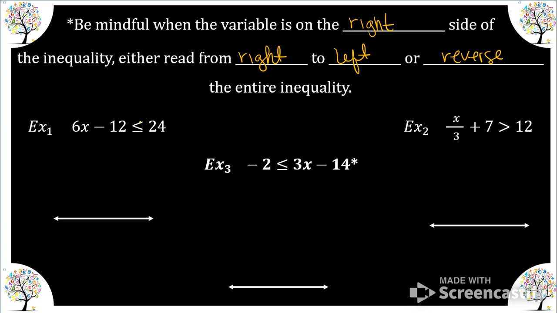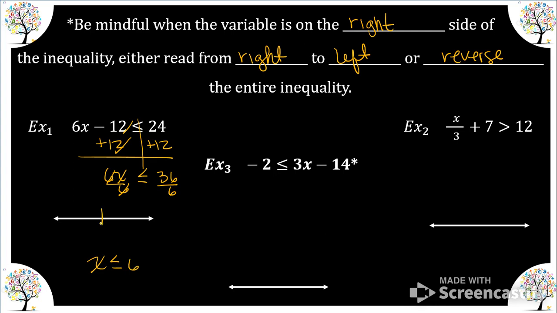Okay, so let's practice solving a few, and then we'll take a look at when we may need to reverse the inequality. So here we have 6x minus 12 is less than or equal to 24. We're going to undo the subtraction first, doing the inverse, going opposite of the order of operations, and bring down the inequality. We are going to divide to undo multiplication, and now we've isolated x. Our boundary number is 6. x can equal 6, so we close it, or it can be less than 6.